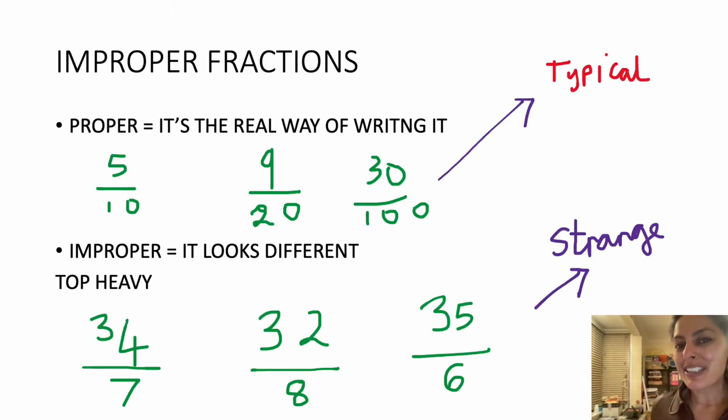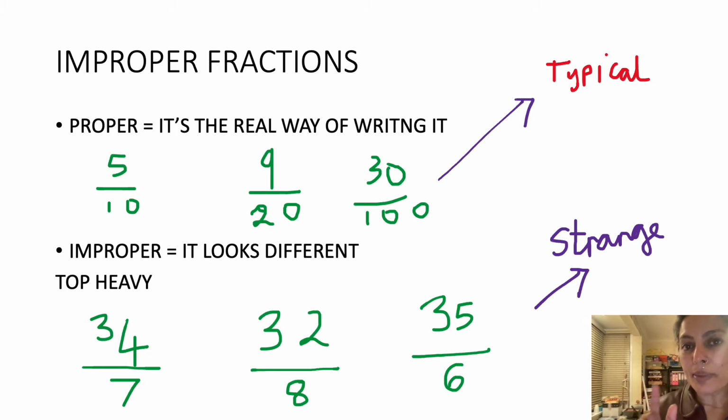I wanted us to have another look at improper fractions in a little bit of detail. We've got improper fractions now. A proper fraction is when it's typical. It's your usual simple fraction. And the three examples I've got here are 5/10, 9/20, 30/100, and those are the typical, usual, proper fractions that we see. And notice all of them have a denominator that is much larger and the numerator is smaller.